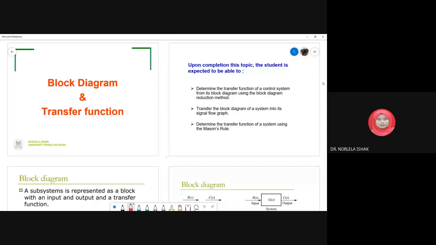Okay, now we start sharing our second topic from control system. Now we will cover the block diagram and transfer function.